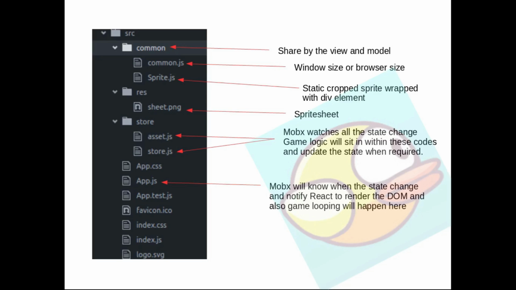And then on the app.js, mobx will sort of do some sort of not state passing, but it's actually observing all the state changes on the store, and it will tell React to render the DOM when there is a change required. And for the obvious reason, the game looping will happen here.